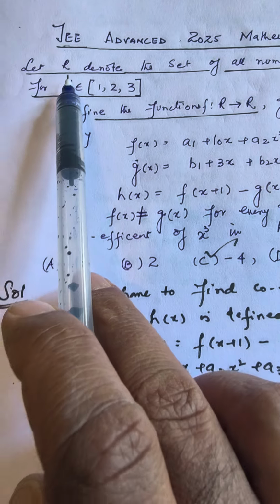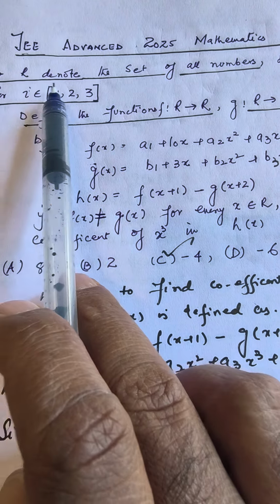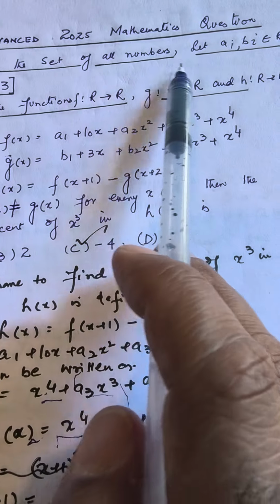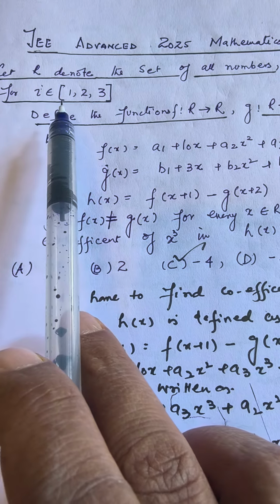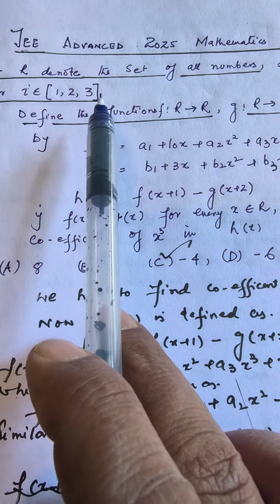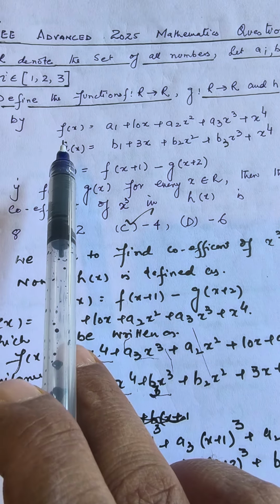The question is like this: let R denote the set of all real numbers, and let a_i, b_i belong to R for i belongs to 1, 2, 3. So we are dealing with real numbers. We are given three functions which are defined as follows.